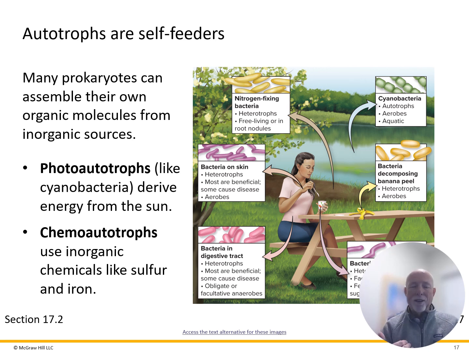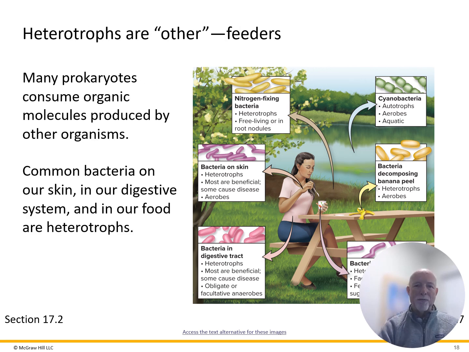You and I feed on other things to get our energy. Autotrophs produce their own energy. So heterotrophs feed on other things. They can't produce their own food, so they have to feed on other things.